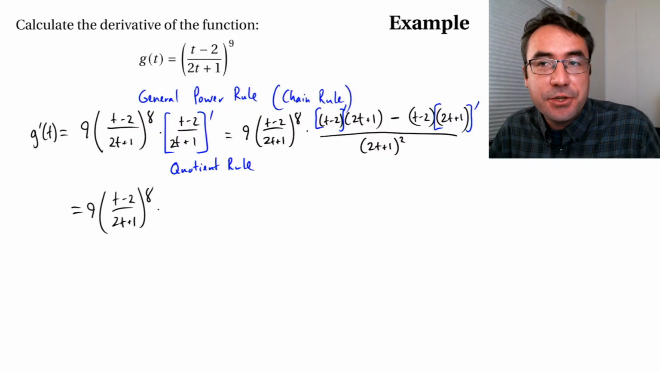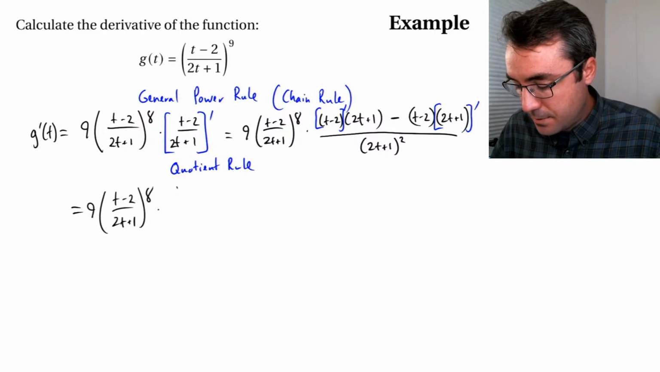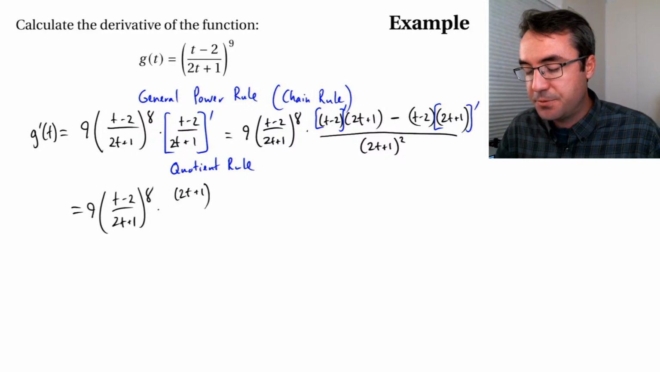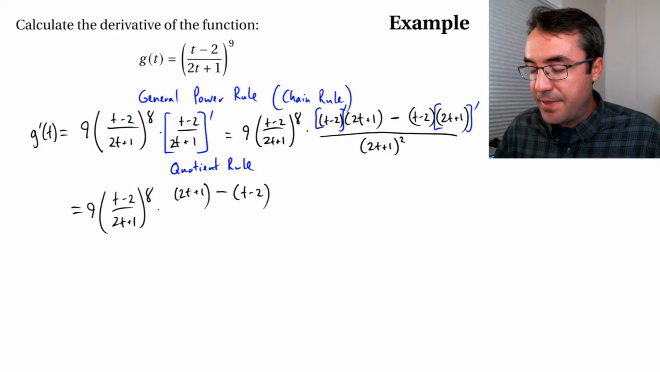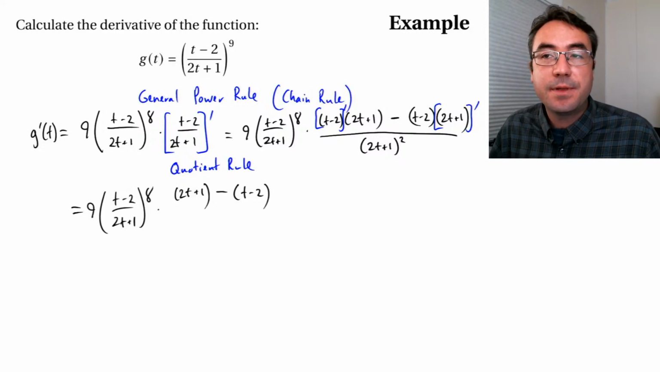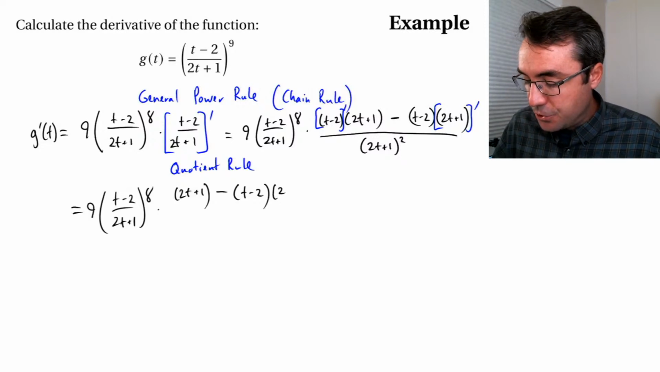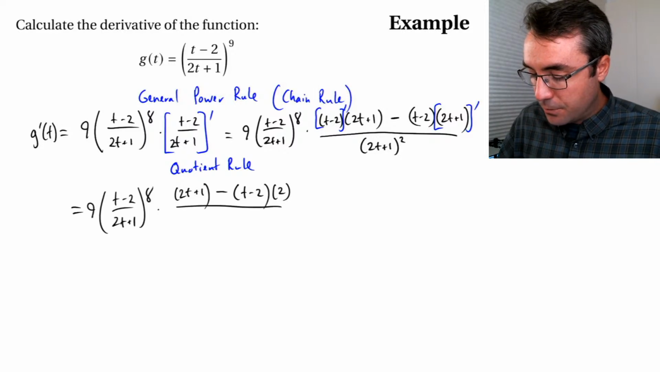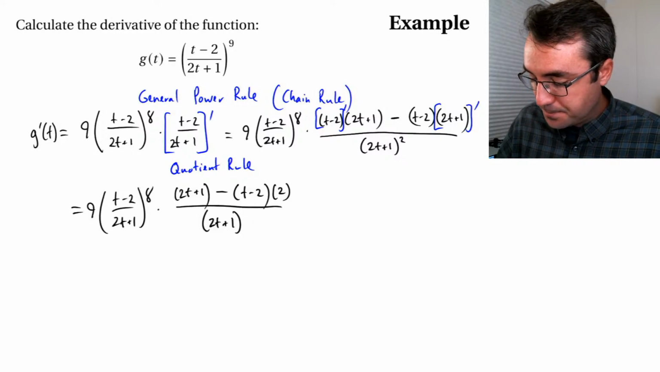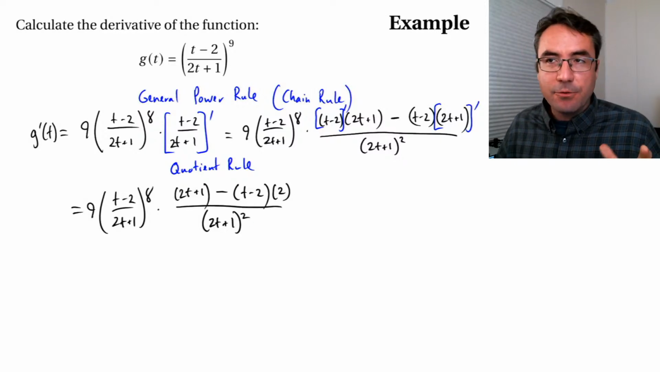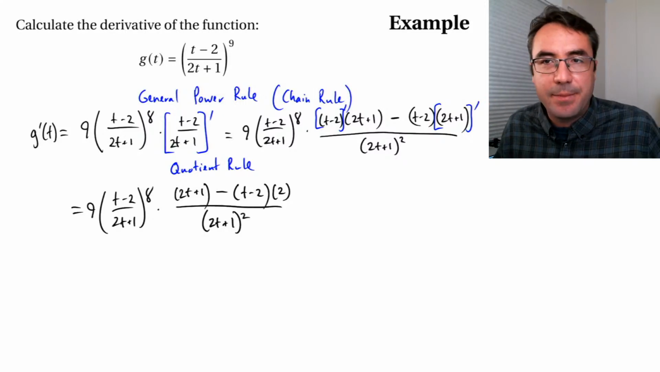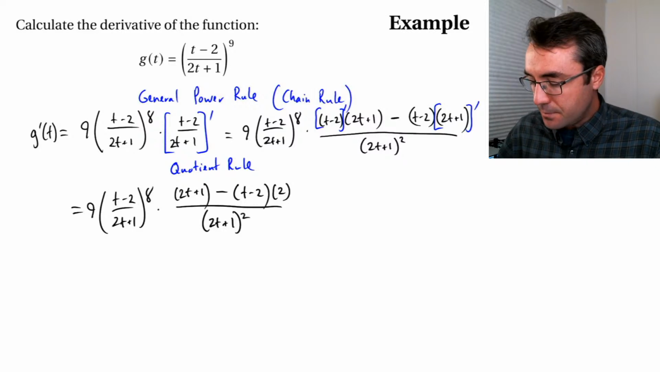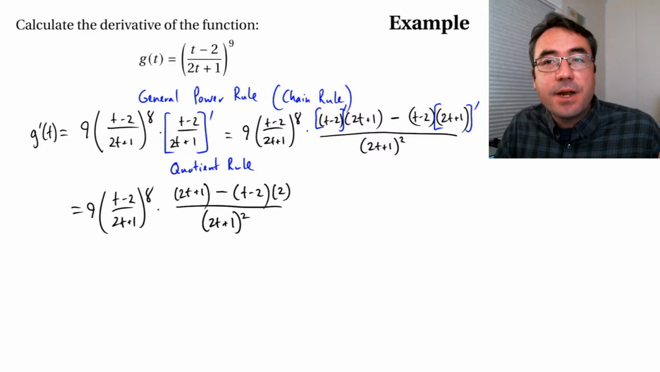Derivative of t minus 2 is just 1. So I won't write the 1. So it'll just be 2t plus 1 minus t minus 2. And then the derivative of 2t plus 1, that remaining bracket, is 2. And this is all over the denominator, 2t plus 1, and we square it. And we don't multiply that out. Normally with quotient rule, we don't do anything to the denominator. We just leave it as the denominator squared. So that's it. We're done differentiating.